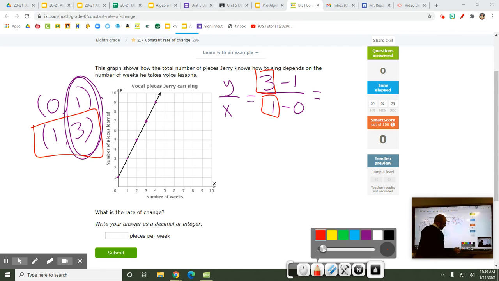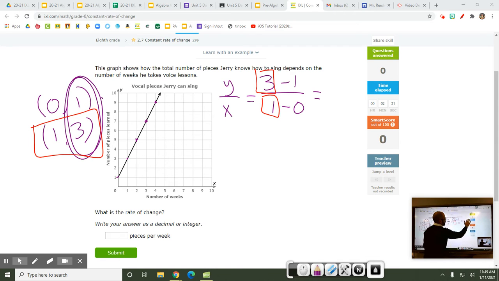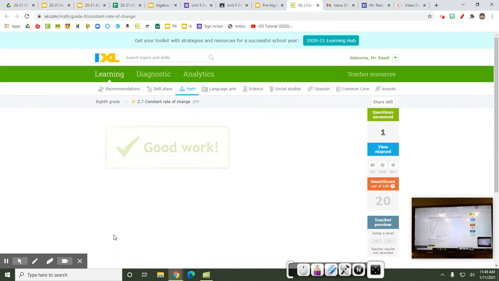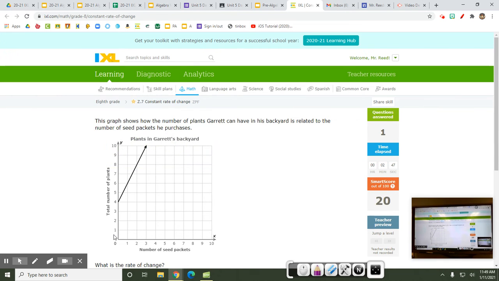Once I subtract those, 3 minus 1 is 2, and 1 minus 0 is 1. So the answer here is just 2. So 2 pieces per week. So that'd be 2 there. Good work.